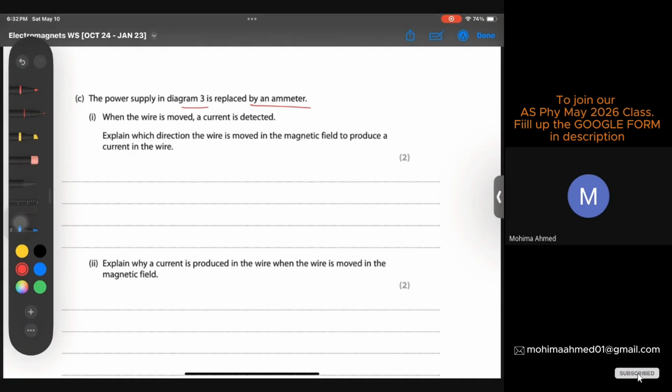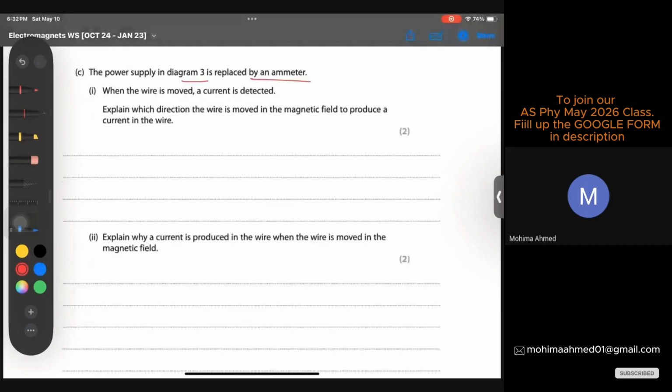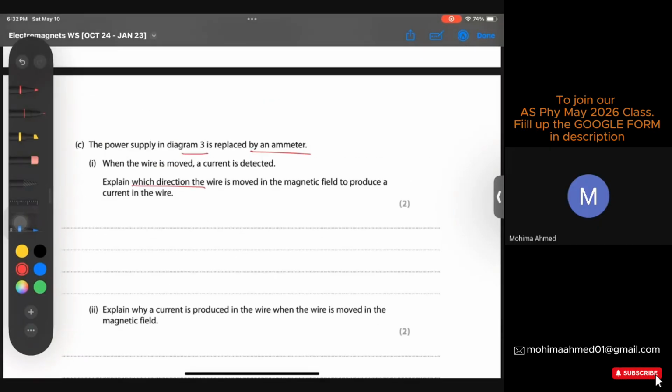Explain which direction. Oh, I don't have to explain that. The explanation is over here. In part 1, they're asking in which direction the wire should be moved in between the field lines to produce a current in the wire. You have to understand that in this case, the field lines were in this direction from north to south. So your movement should be perpendicular to get the maximum effect.